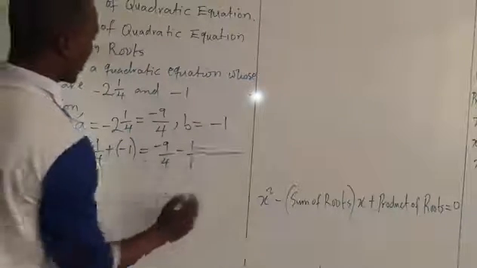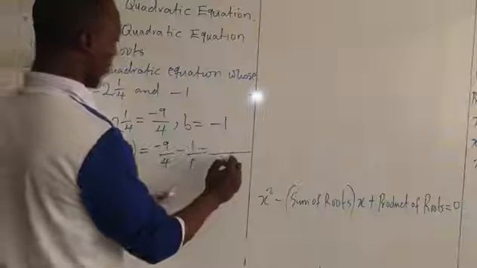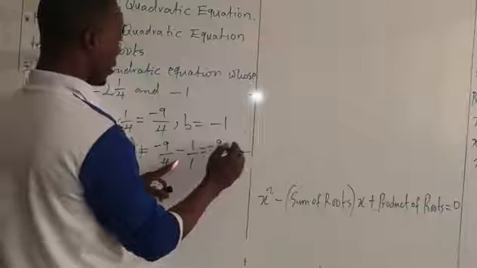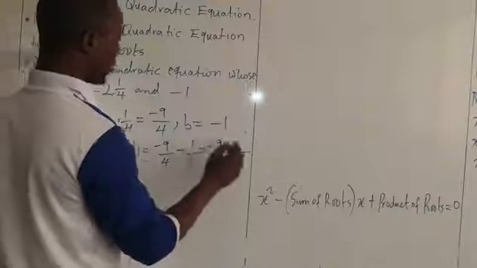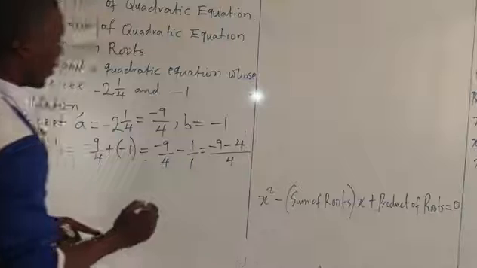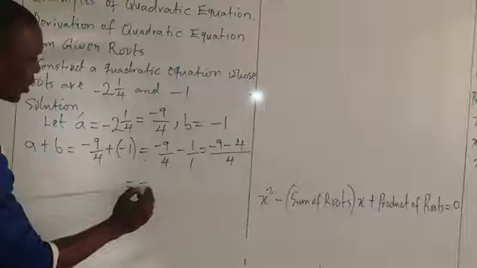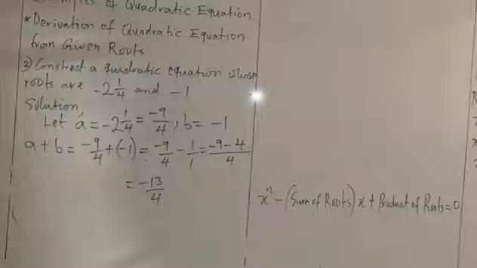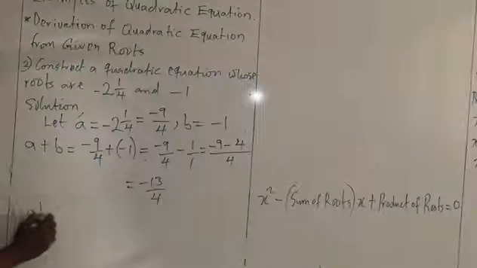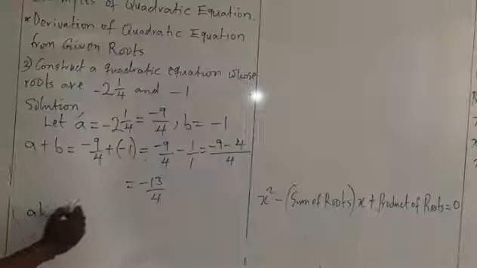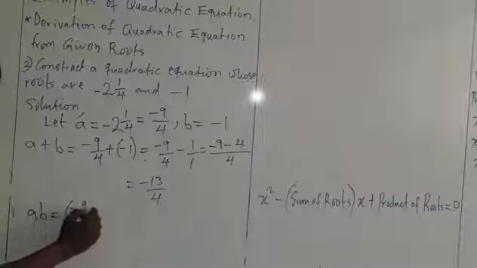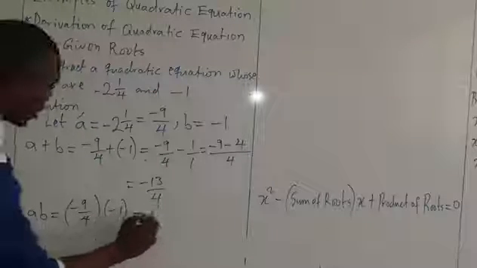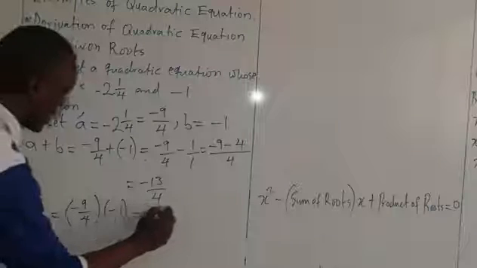Then we find the LCM. So LCM of 4 and 1 is 4. 4 and 4, 1. 1 times minus 9, then minus 1 and 4, 4. 4 times 1, 4. So we now have minus 13 over 4. That is for the sum of the root. Then the product of the root, we have A, B. And what is our A? Minus 9 over 4 multiplied by minus 1. So minus times minus plus 9 over 4 times 1, 9 over 4.